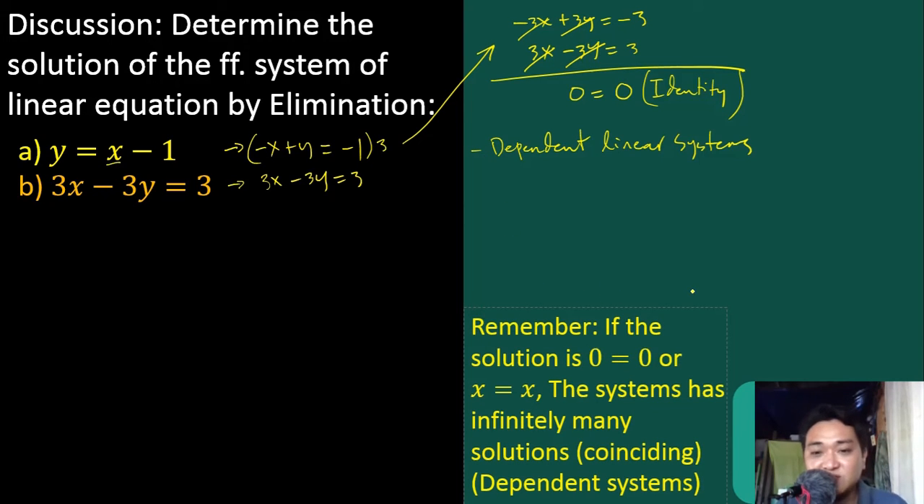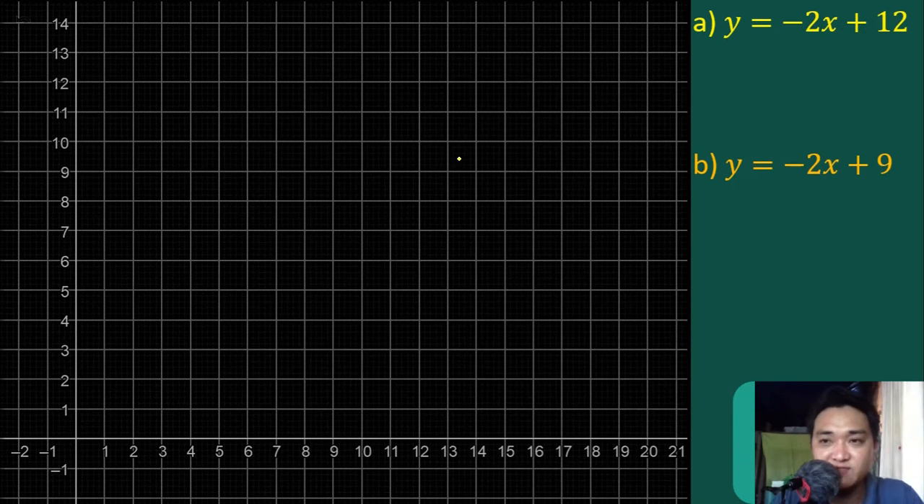Remember, if the solution becomes 0 is equals to 0 or x is equals to x, the two systems have infinitely many solutions. It only pertains to coinciding linear systems, which we call dependent systems or dependent linear systems. Let us try to have another example.